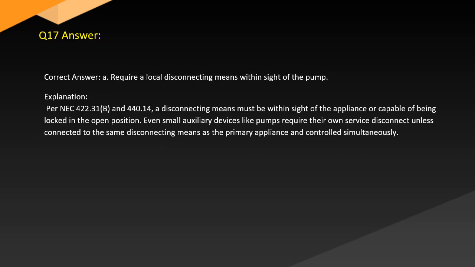Answer. Correct answer: A. Require local disconnecting means within sight of the pump. Explanation. Per NEC 422.31(B) and 440.14, a disconnecting means must be within sight of the appliance or capable of being locked in the open position. Even small auxiliary devices like pumps require their own service disconnect unless connected to the same disconnecting means as the primary appliance and controlled simultaneously.